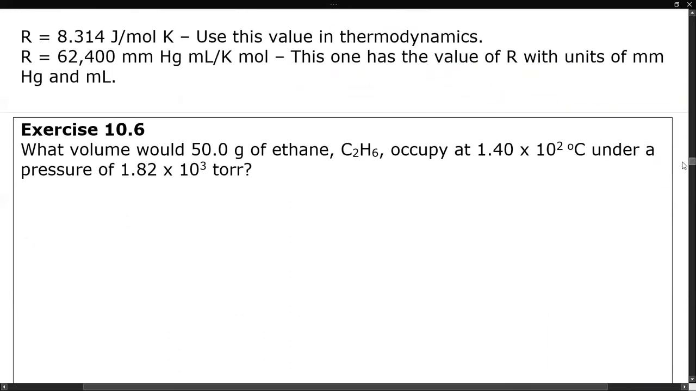So we want to know what volume 50 grams of ethane, C2H6, occupies at 140 degrees Celsius at a pressure of 1820 torr. The only reason we need to know the mass of the gas in this case is because I gave you the formula, and we need that to get to the moles. Otherwise, you don't really need it.